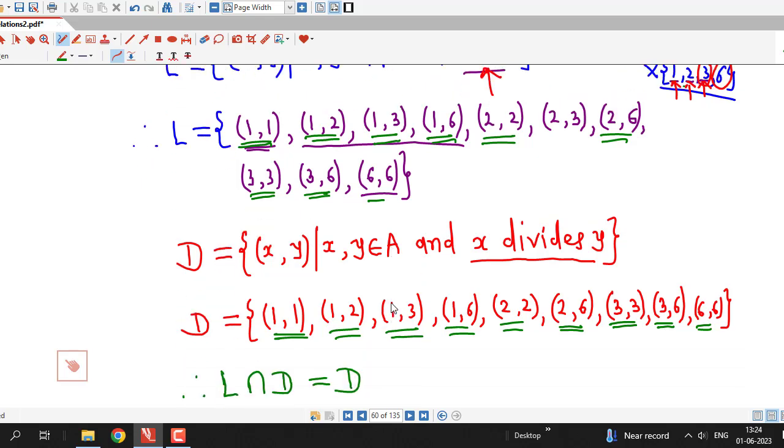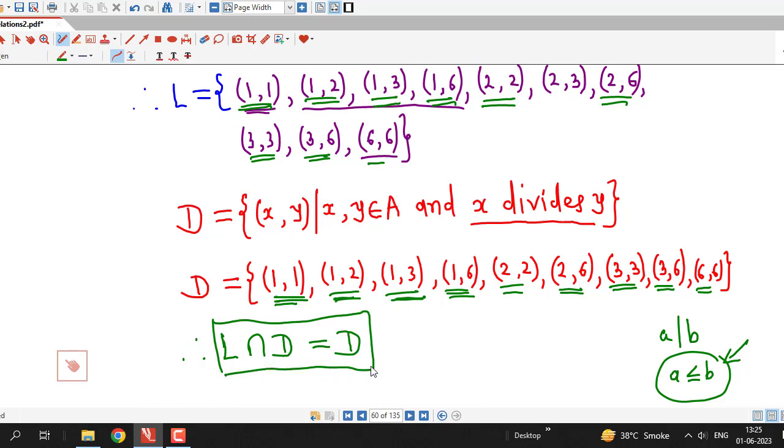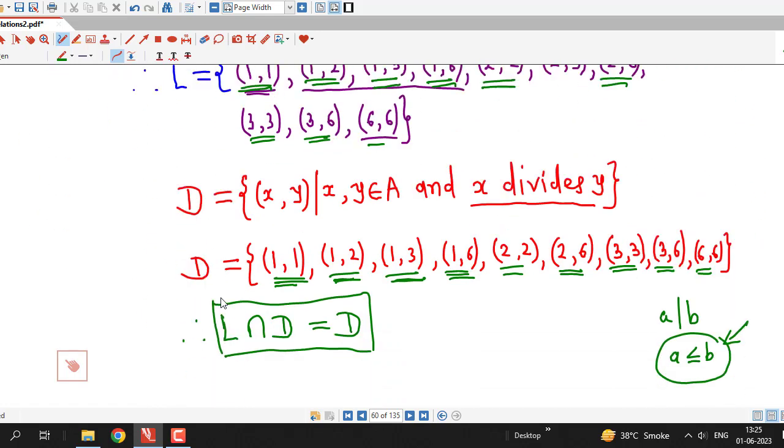And this is obvious also that whenever some element divides another element, suppose A divides B, then A is less than or equal to B. So you can see all the elements of relation D are satisfying this condition, A less than or equal to B. Therefore intersection of these two relations is capital D. But here we are asked to write down L and D as sets first. Therefore we have written L and D as sets.